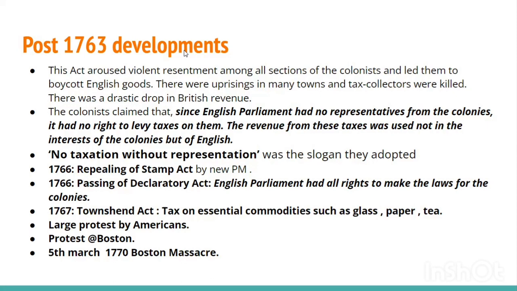Now the colonists gave a famous statement: no taxation without representation. They understood that the English Parliament, that is the British Parliament, didn't have a single representative from the colony. Not a single person from the colony was appointed in the British Parliament. So if there is no representation, if our viewpoints are not kept in the British Parliament, then why do you want us to pay taxes?